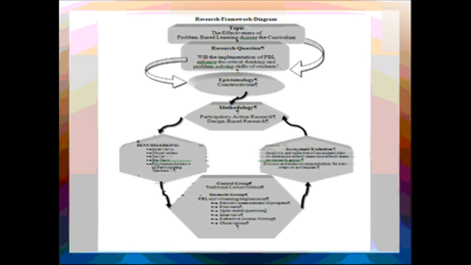So then that takes her into a cycle. The cycle includes benchmarking, doing some research, and notice that she has a control group of people who aren't going through the problem-based learning, so that she can see the differences between one student group and another. And then she did an assessment or evaluation of the process, which takes her back in a cycle going around through benchmarking again. So that's how she drew out her design.